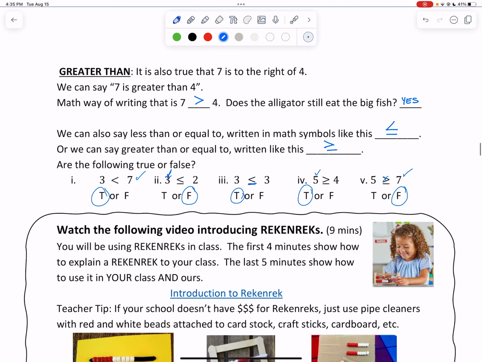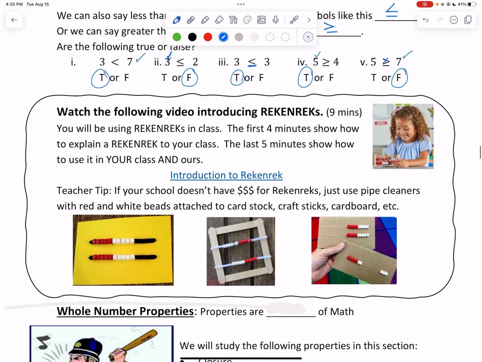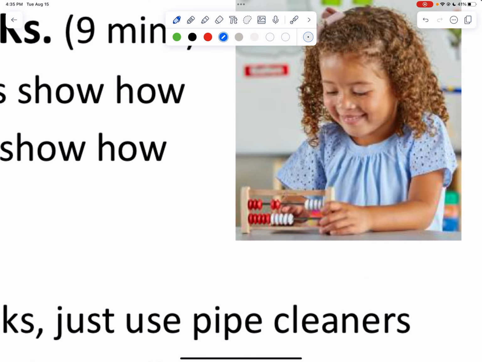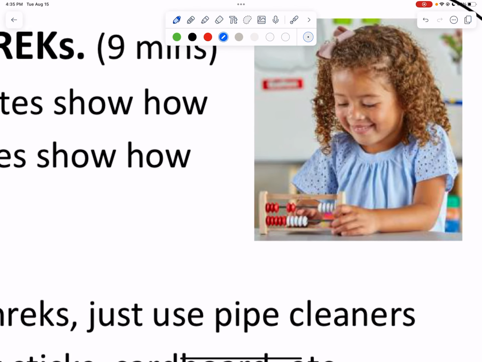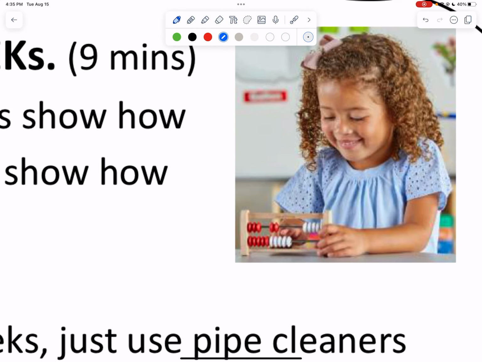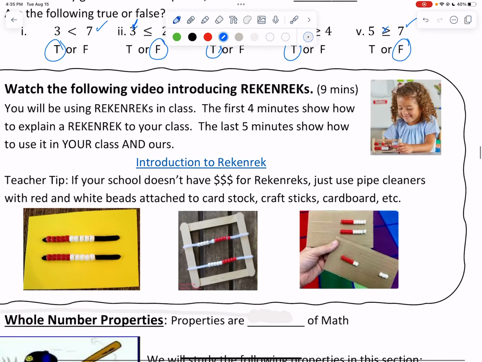Okay. We are going to be using what's called Reckon Recs in class, so you're going to need to watch that video. It's about a 9-minute video about what in the world is a Reckon Rec. That's what that little girl has right there. Isn't she cute? Anyway, that's exactly what we're going to be using in class. We're using those Reckon Recs.